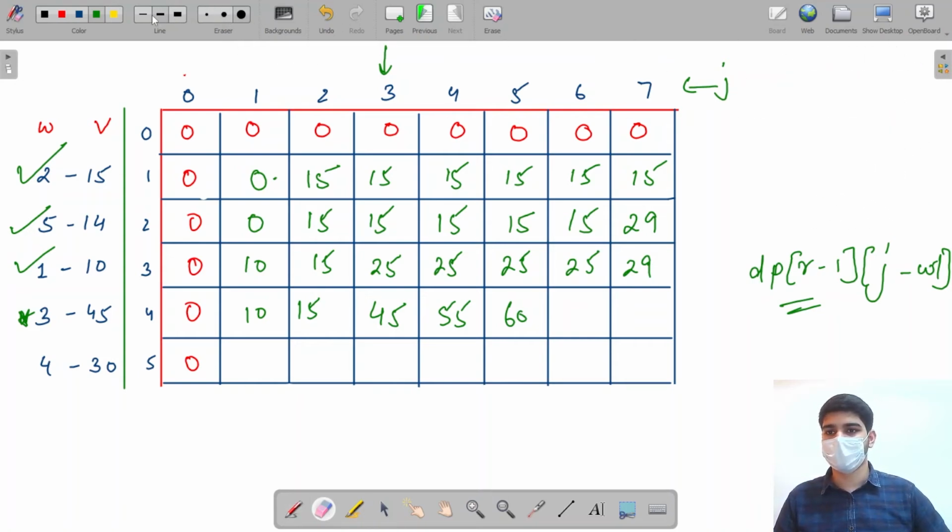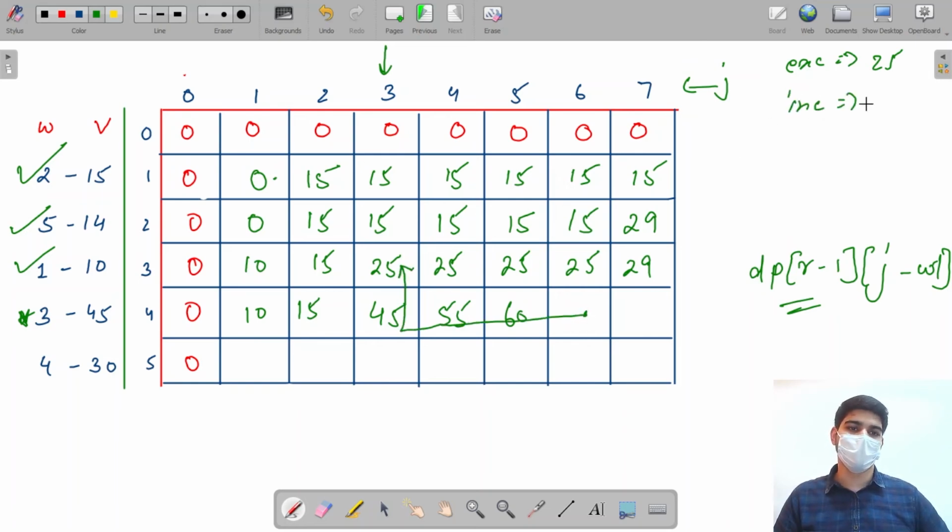So again, at this point, it's 25 versus over here. If we come, this is 25, right? So if I exclude myself, we have 25. And if I include myself at this point, I will go back 3 positions. I would check, it's 25. So if I include myself, I would get 45 plus 25, which is 70. Of course, 70 wins, right?